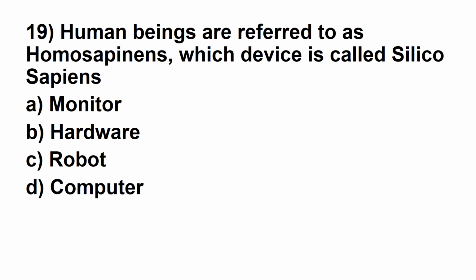Human beings are referred to as Homo sapiens. Which device is called Silico sapiens? Options: monitor, hardware, robot, computer. Right option, computer.